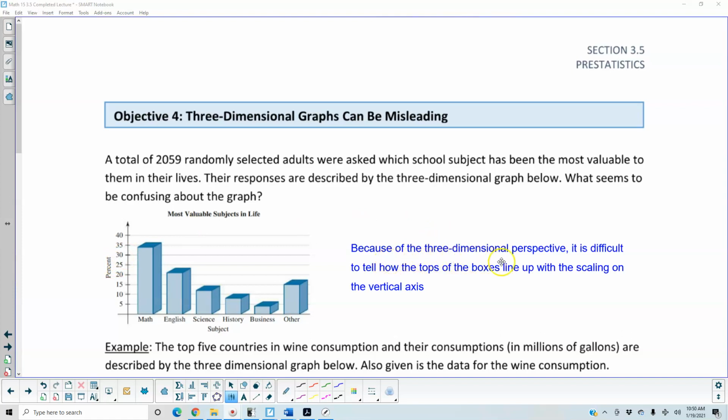Now, because of the three-dimensional perspective, it is difficult to tell how the tops of the boxes line up with the scaling on the vertical axis. So we don't know if this goes to 36 or is it under 35. Over here, if we look at English, is that at 20 or is it about 23 or 24? So again, the tops of the boxes don't line up with the scaling for us to be able to have the correct number that we can choose from in the percent.